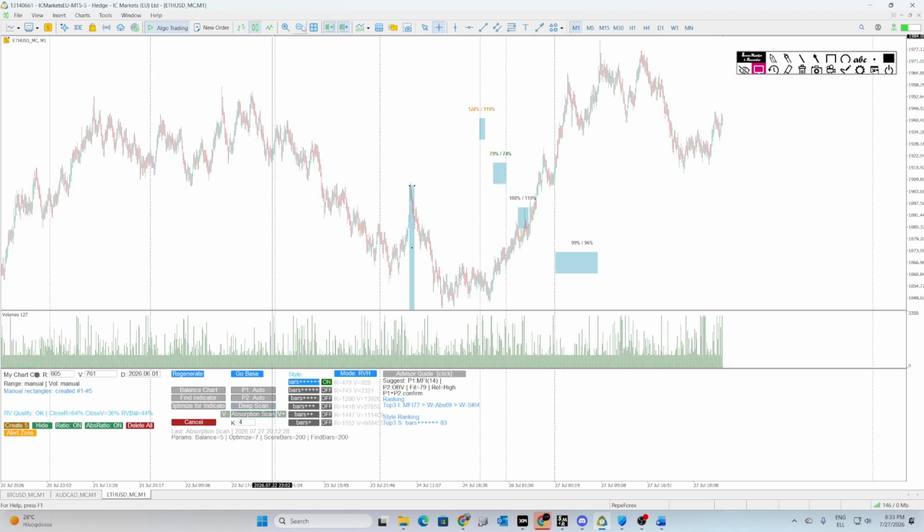Why? Because it's a support zone. All right, let me draw the support zone for you. Support, where is my rectangle? What happened? Disappeared. Anyhow, it doesn't matter. That's the support zone, okay, right here. So let me zoom in.